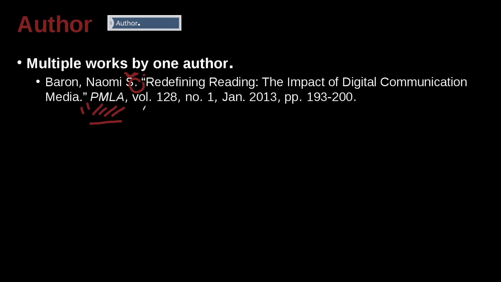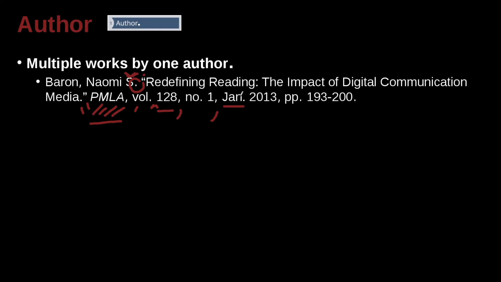Then we have another comma, and then volume, VOL period, with a lowercase v. Then we have the number, and look there, one space in between, comma, NO period, space, number 1, comma again, space, and then here we have January 2013, pages 193 to 200. Now, we don't always have this January, but if the journal does use that approach, then you go ahead and put it in. If they don't use it, then you don't.